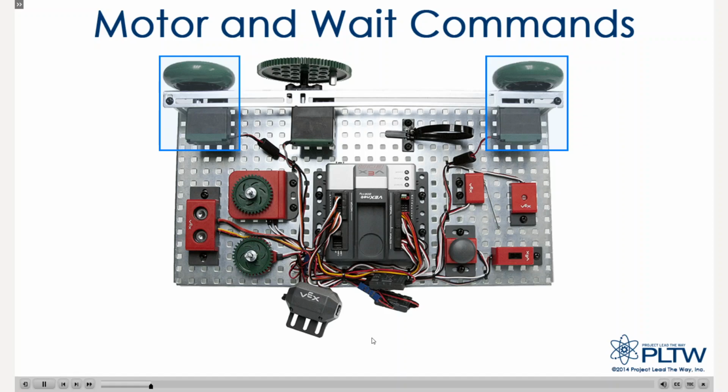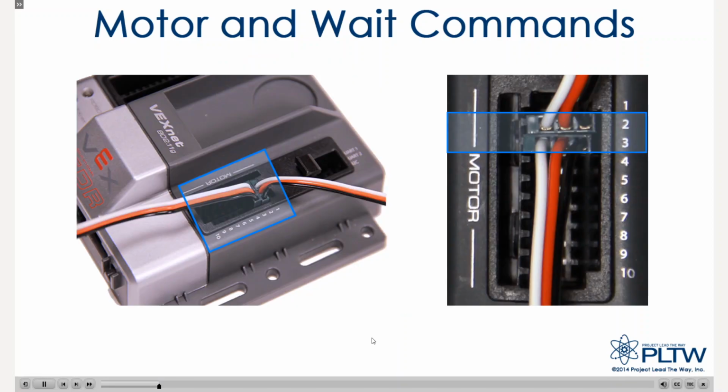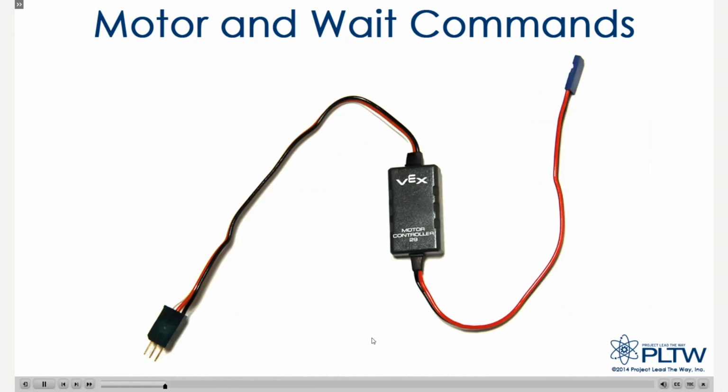The motors are located on the rail of the test bed. Let's refer to these as right motor and left motor. Connect right motor to motorPort 2 and left motor to motorPort 3. Motor controllers should be used to connect the motors to the Cortex.